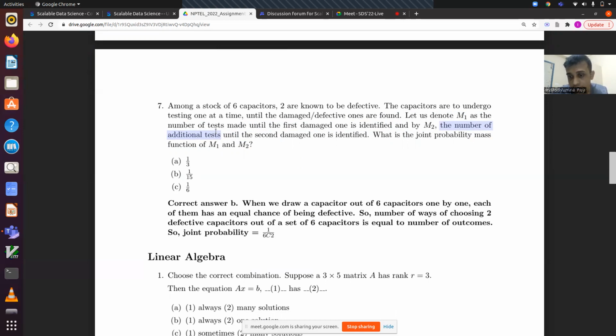Sir, 6C2 is clear to me, okay. Yes, that is clear, but why are you putting 1 upon it? 1 upon is the probability, 6C2 is the count. 6C2 is the number of ways you can identify 2 bad capacitors among 6. If you are considering uniform randomness, then 1 by 6C2 is the probability of any one of them.